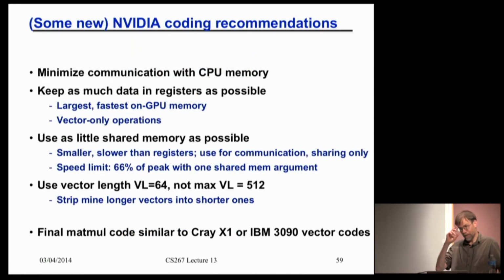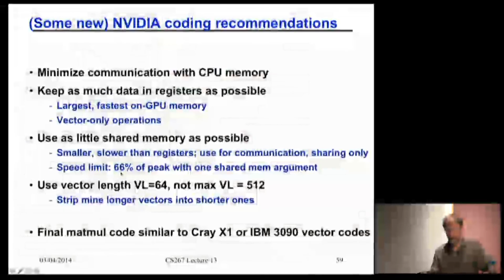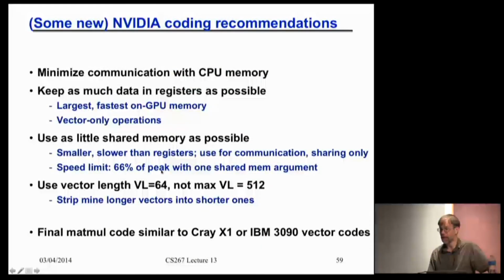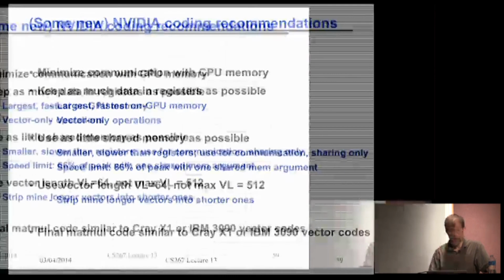So here are the basic ideas that Vasily came up with in order to minimize the time. This is fairly obvious. Minimize communication with the CPU memory. That costs a lot. Keep as much data in registers as possible. That's the largest, fastest memory, and just do vector operations. Use as little shared memory as possible, because it turns out that if you do have one floating point argument in the shared memory, you only can get 66% of peak, right? So maybe that's going to be the best you can do, but you can't go at the full speed of the machine if you use that shared memory.